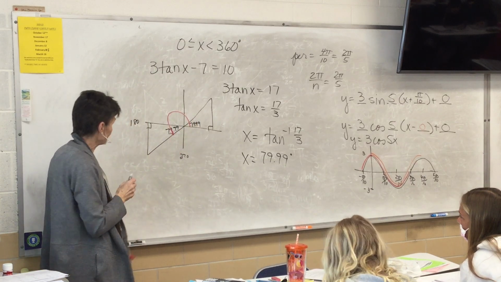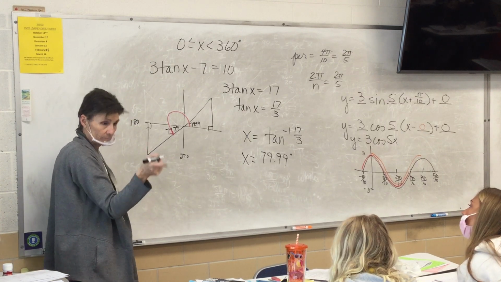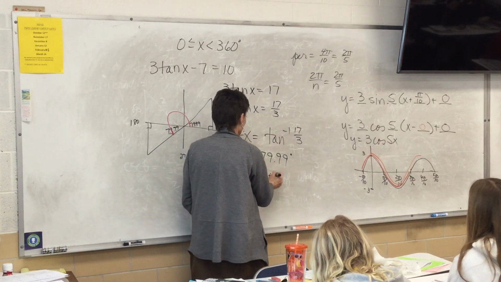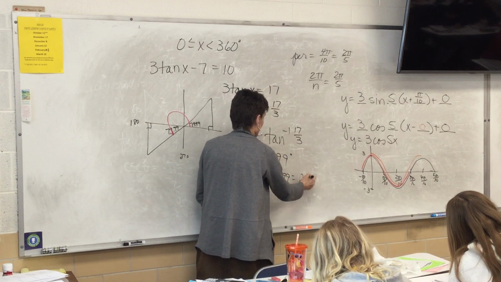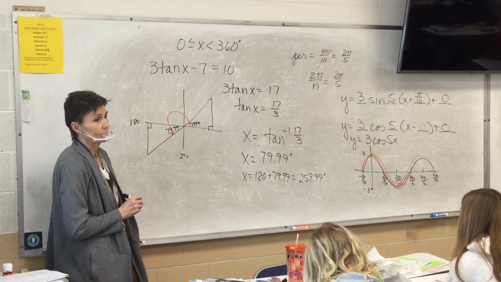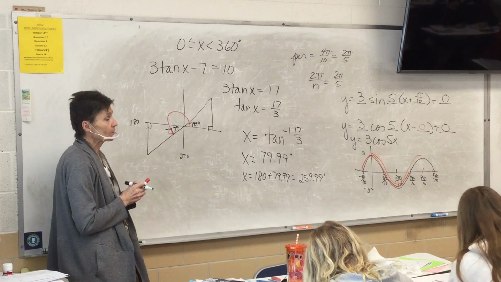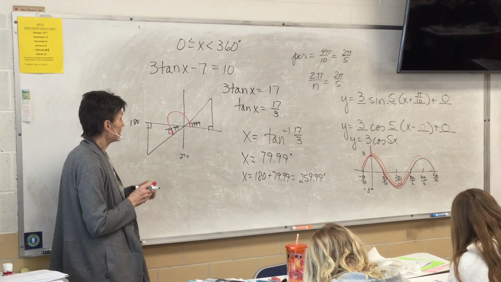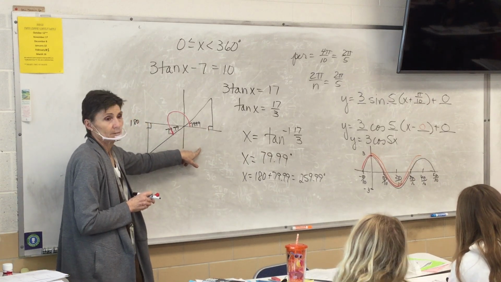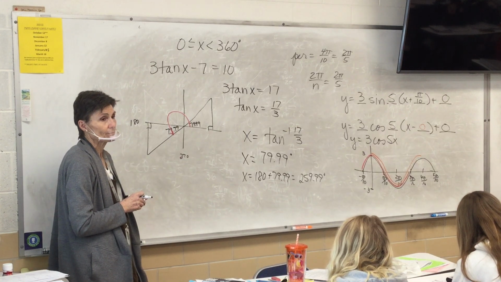How do I find that? Exactly, so add 180 to that. So 180 plus 79.99, which is what, 259.99? Just to cross all of our T's, could I have a positive tangent down here? No. Opposite over adjacent would be negative. So these are my two answers to the problem.